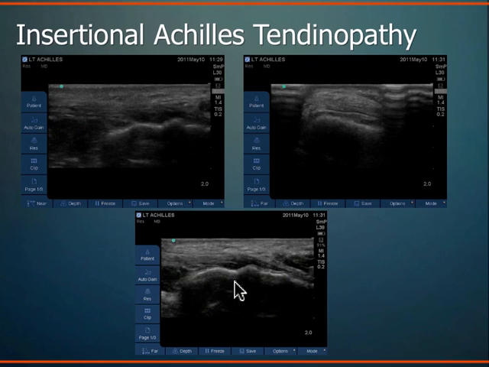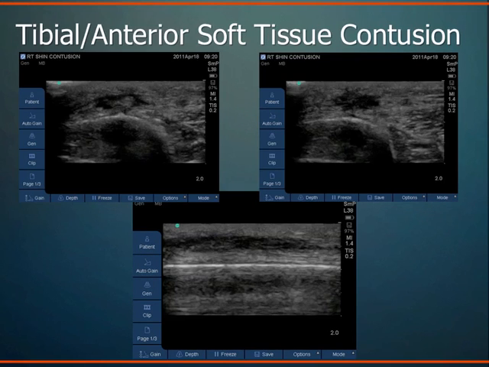the calcaneal insertion, the Achilles tendon coming down here, and you're getting disruption of normal architecture. This was not anisotropy. As I move the probe around, that discrepancy stays there. That's a localized fluid collection, disruption of the insertion. And insertional Achilles tendinopathy is a very common diagnosis and very easily visualized on ultrasound.